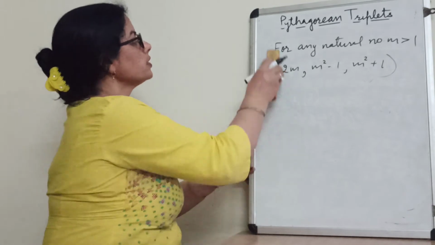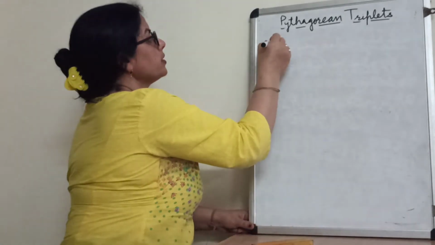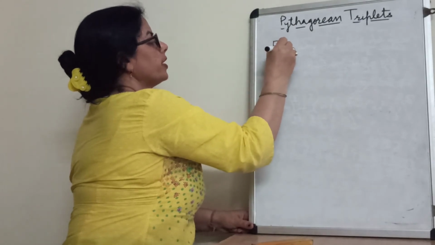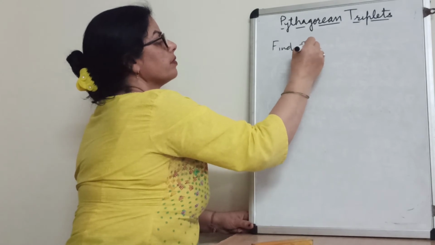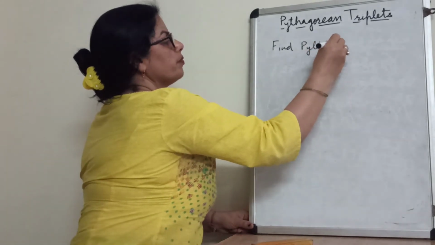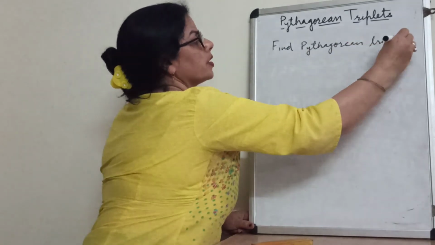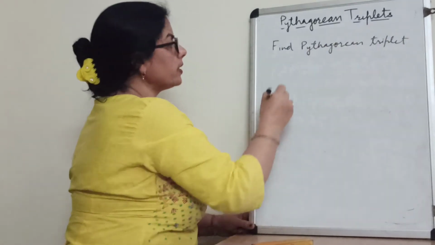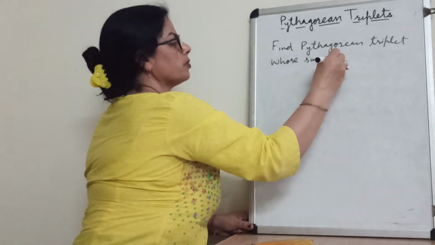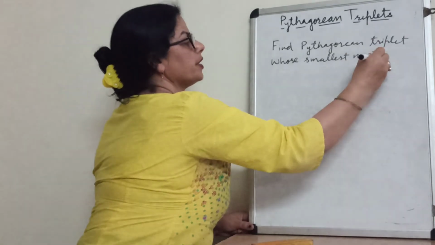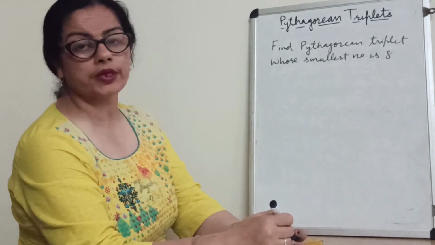So let us do one sum. Find a Pythagorean triplet whose smallest number is 8. I want such a Pythagorean triplet that the smallest number should be 8.